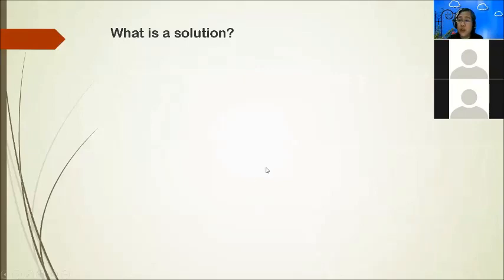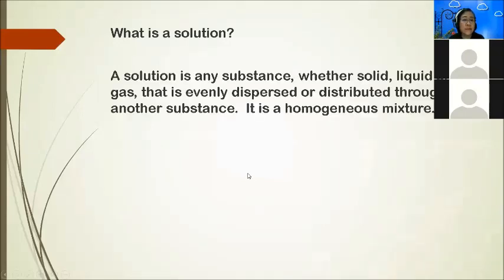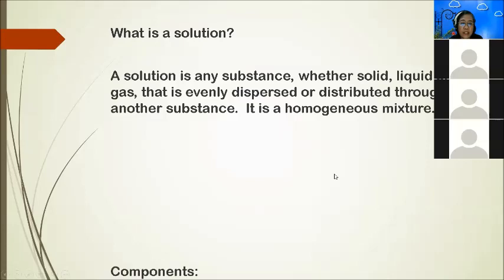So what is a solution? How do we define a solution? A solution is any substance, whether solid, liquid, or gas, that is evenly dispersed or distributed throughout another substance. It is a homogeneous mixture. When we say homogeneous, it looks like a pure substance, like a single phase. There's only one phase. We'll discuss that later. Let's continue.